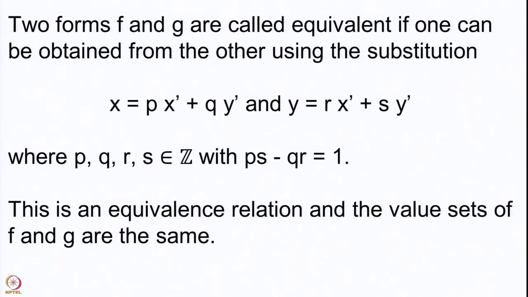We say that this is related to G, or we would use some other word for these things. It would be difficult to give an example now, but even from the definition you may notice that we have not explicitly said whether we are obtaining F from G or G from F. We are simply saying that F and G are equivalent if one of them can be obtained from the other using the substitution. So, if you can obtain F from G, we call them equivalent, or if you can obtain G from F, then also we call them equivalent.